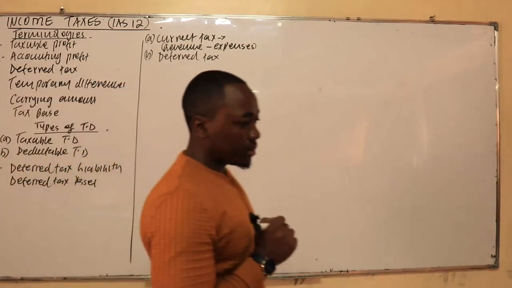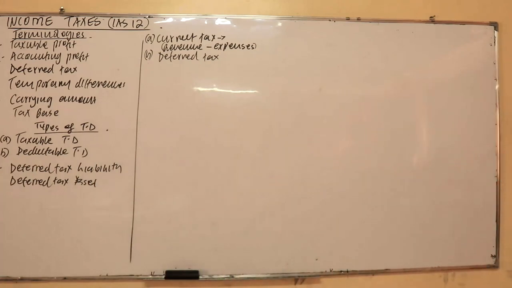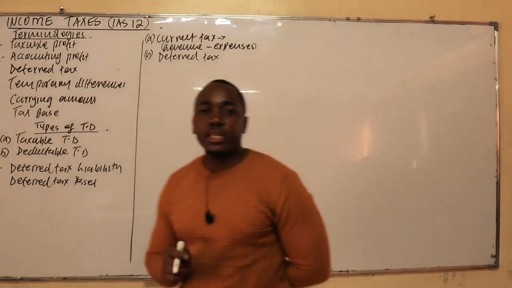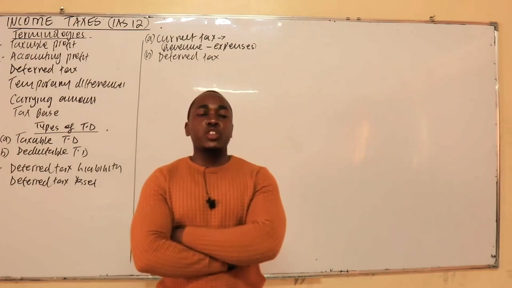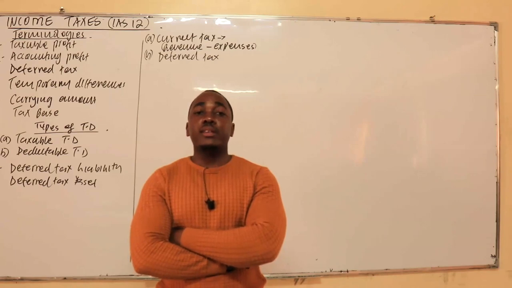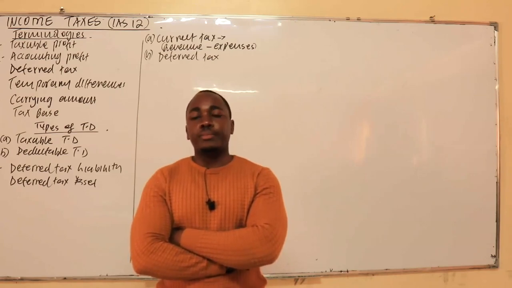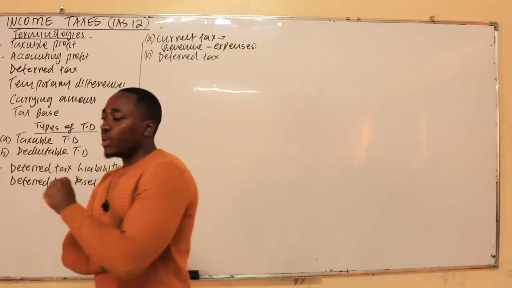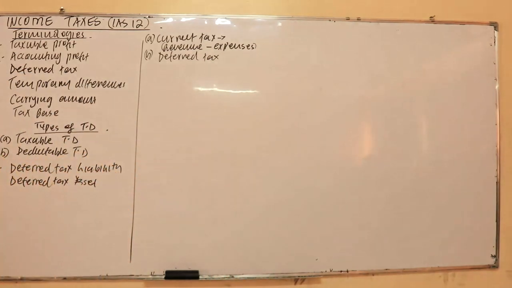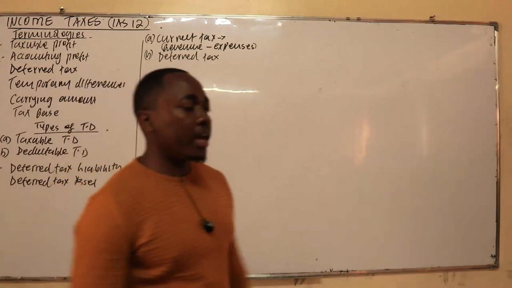NB, number one. Increase in deferred tax liability is an expense. Well, a reduction is an income. So you're saying that increase in deferred tax liability, you see a liability, whenever a liability increases, how does that affect the income statement? It becomes an expense. Whenever a liability reduces, how does it affect the income statement? It becomes an income. Good.